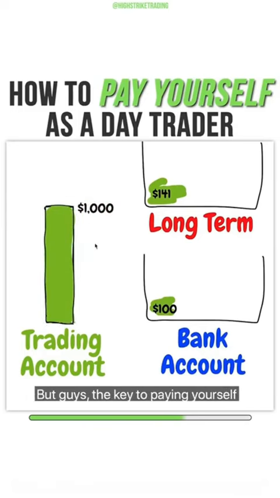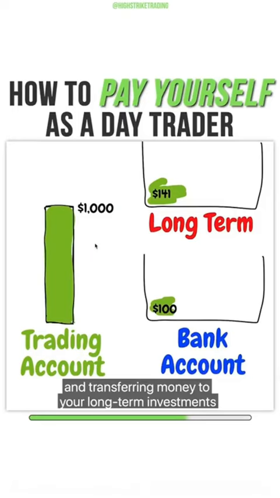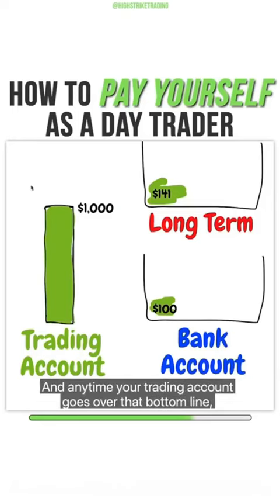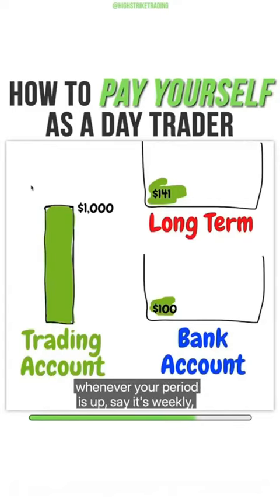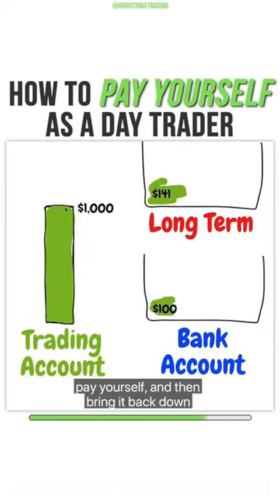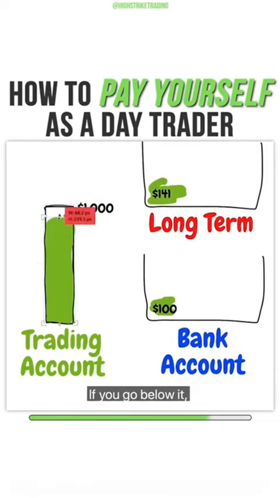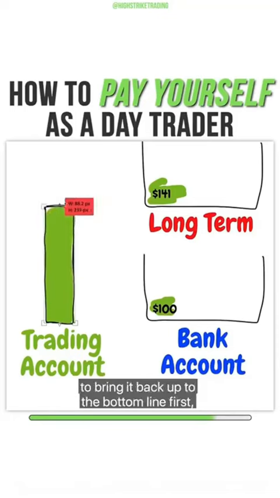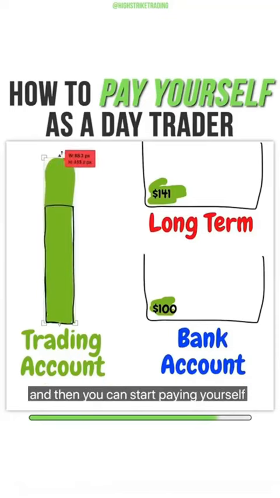But guys, the key to paying yourself and transferring money to your long-term investments is remembering your bottom line. And anytime your trading account goes over that bottom line, whenever your period is up, say it's weekly, you take anything between your bottom line and your current value, put it into long-term investments, pay yourself, and then bring it back down to your bottom line. If you go below it, we're working as hard as we possibly can to bring it back up to the bottom line first, and then you can start paying yourself after you exceed the bottom line.